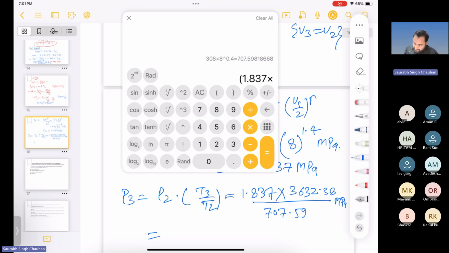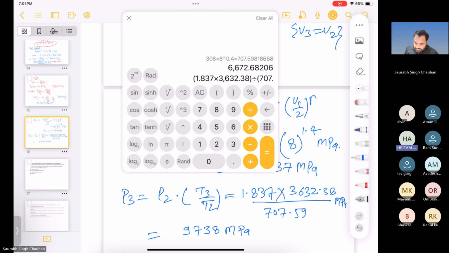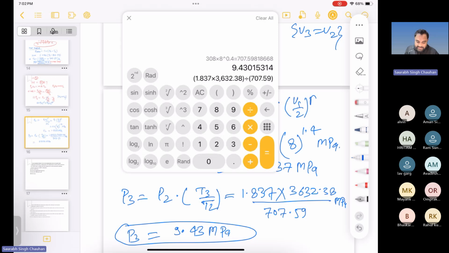1.837 multiplied by 3632.38 divided by 707.59. It comes to 9.43 megapascal. Yes. 9.43 megapascal. This is P3, and the maximum pressure is at point 3.